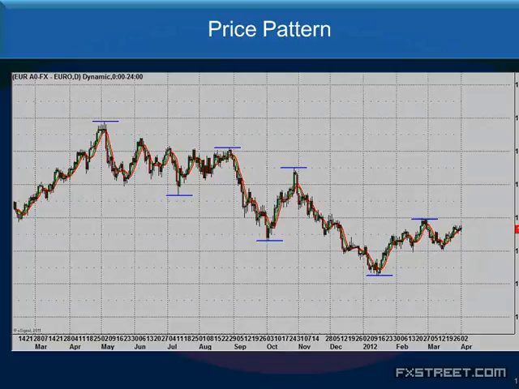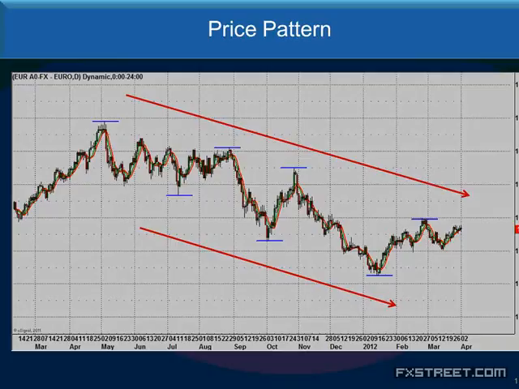Price pattern for us is the pattern created by a market's highs and lows over time. It's just a matter of marking the isolated high points and low points on the chart and identifying that market as exhibiting a bullish or bearish pattern over a specified length of time. Here we see a pattern of lower highs and a pattern of lower lows, i.e. a bearish pattern in the euro.